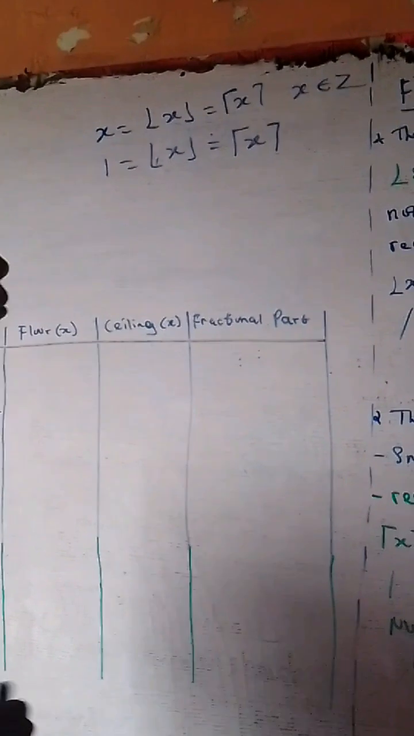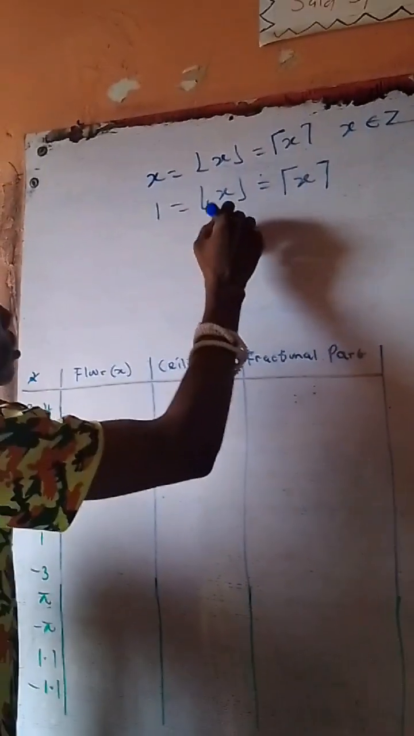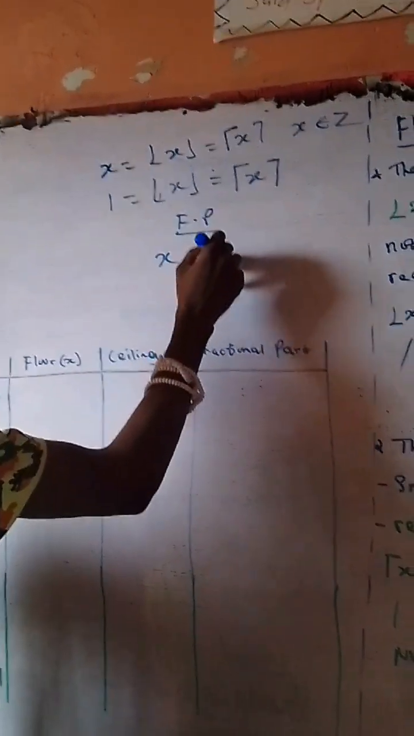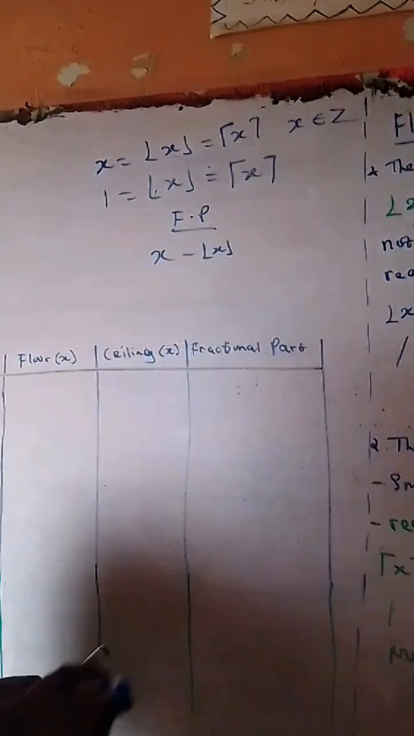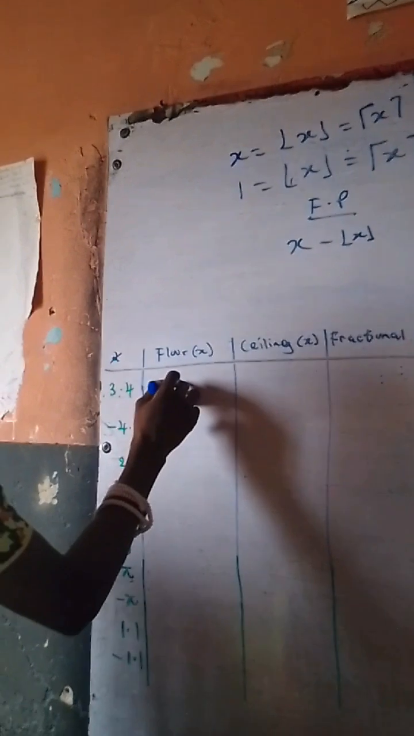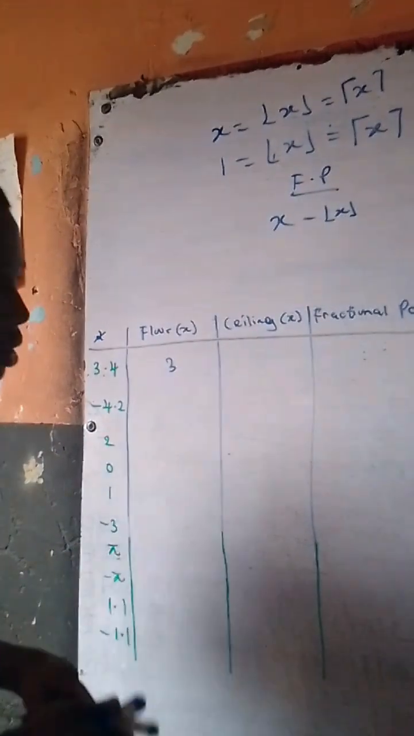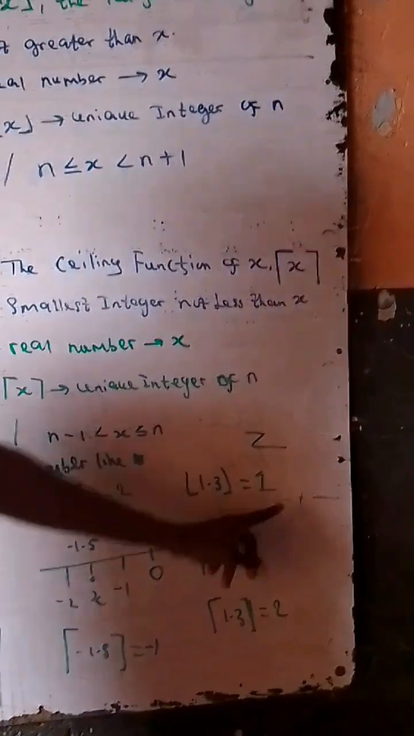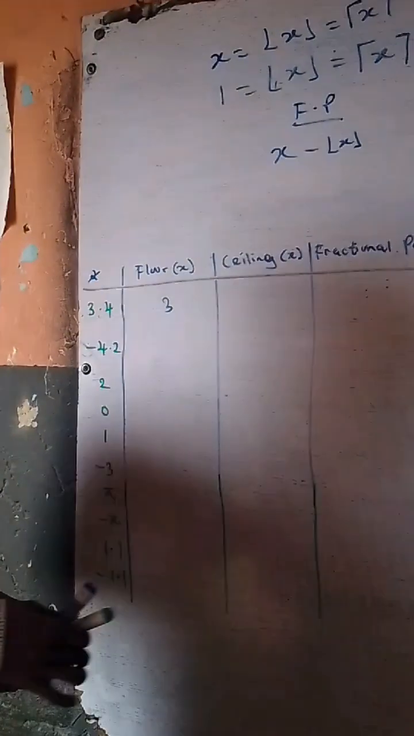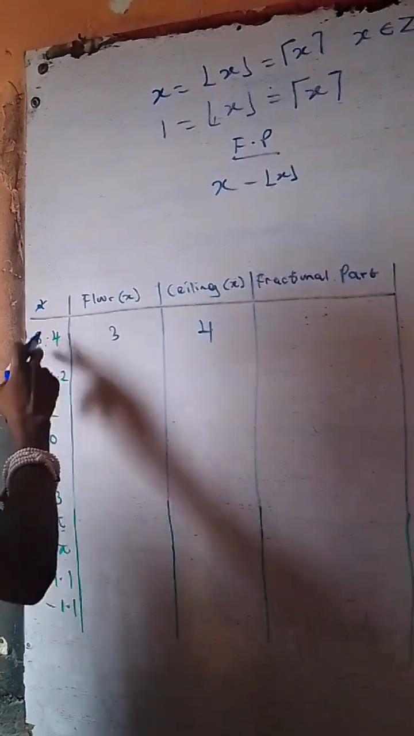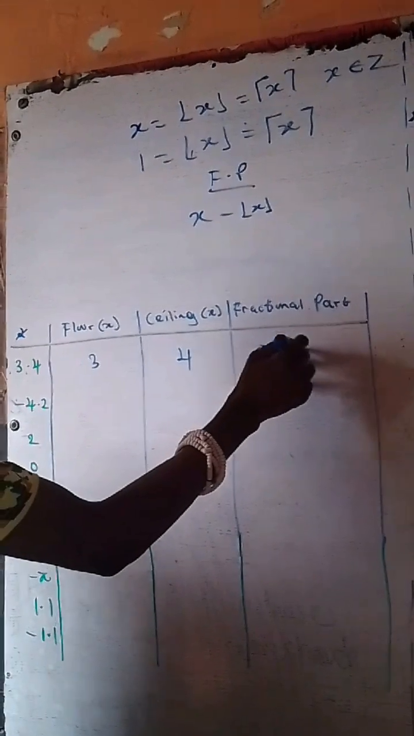Alright, so we have the fractional part, and the fractional part is your normal value of x minus the floor function of x. So from here, we all know that the floor function of 3.4 will automatically be 3, right? Are we correct? Let's confirm. Floor function of 3.4 is 3, simply because it has to be less than 3.4. So our fractional part is 3.4 minus 3, that's 0.4.